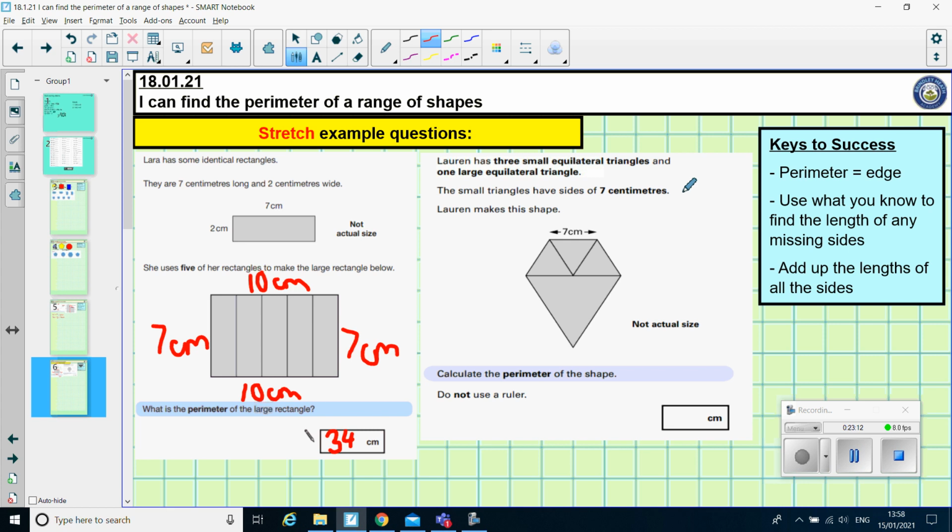The next question I've got here is again the same kind of idea. Lauren has 3 small equilateral triangles and 1 large equilateral triangle. Remember, an equilateral triangle means that the sides measure the same length. The small triangles have sides of 7 centimetres. Lauren makes this shape. What is the perimeter? Pause the video now and have a little think, see if you can work out the answer, and then I will share my thinking with you.